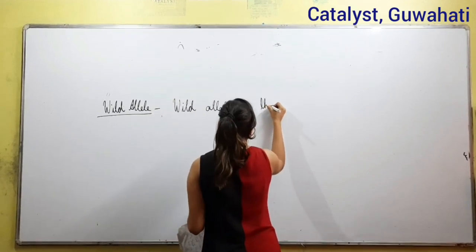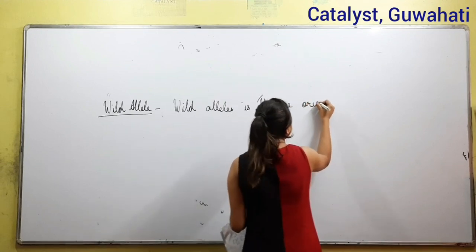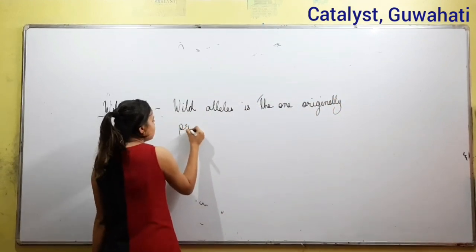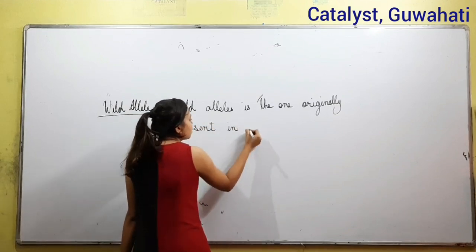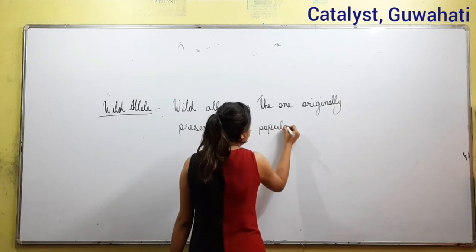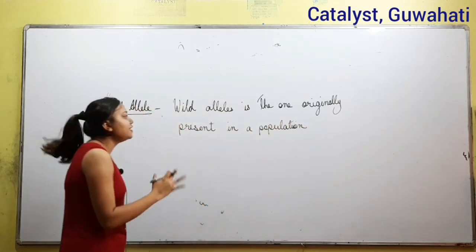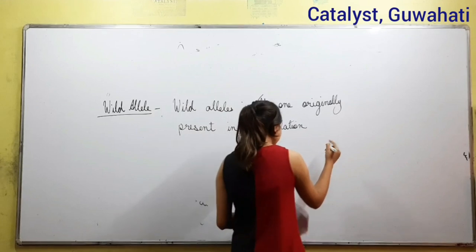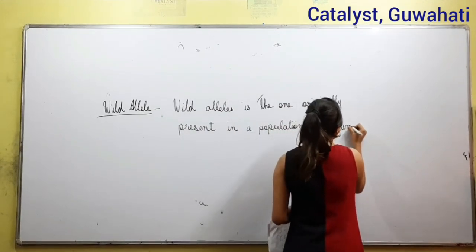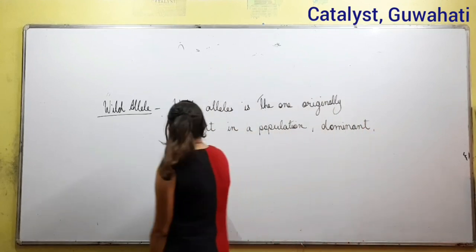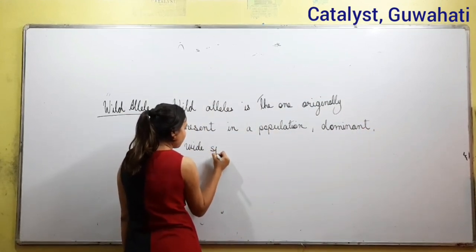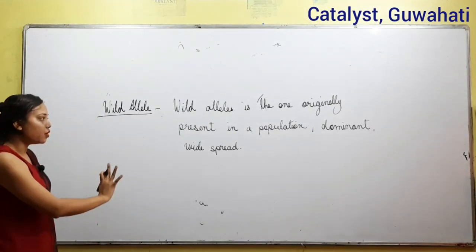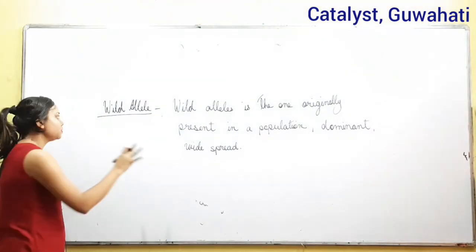Wild allele is the one originally present in a population. So a wild allele is the one allele which is originally present in the population. It is dominant and it is widespread. So wild alleles are the originally present alleles in a population. They are dominant and widespread.